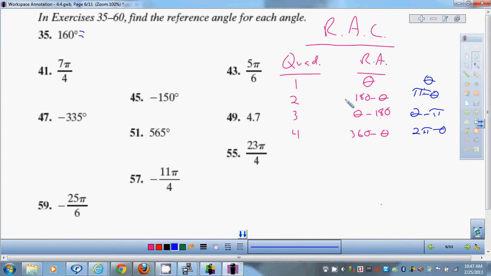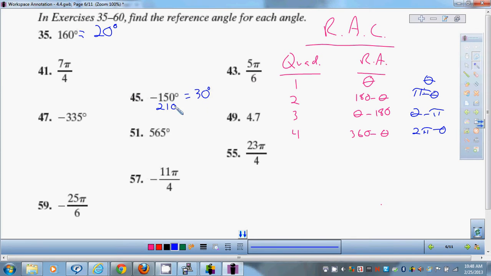Negative 150, what do I have to do to that first? Nice vocab. Coterminal. Add 360, which is what? 210, thank you. What quadrant is that in? So therefore my reference angle is? 210 minus 180, 30 degrees. Third quadrant, there's your formula.